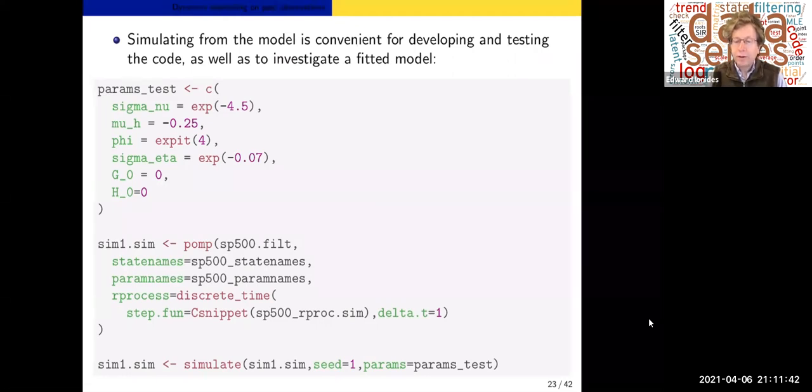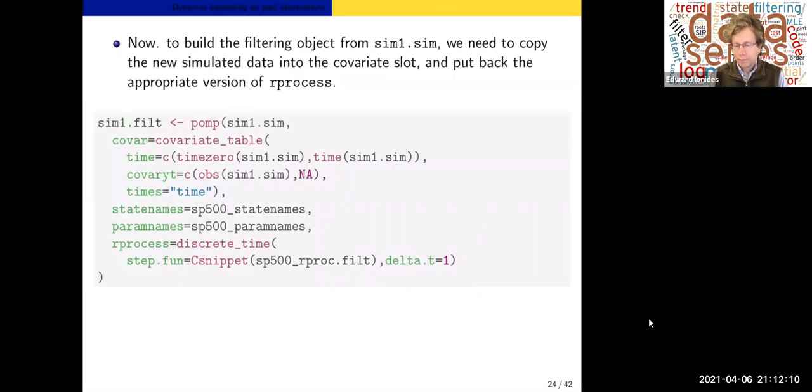to simulate, we need to choose some parameters. Here are some parameters, and then I'm going to simulate from the POMP model with these parameters, and when I want to filter this simulated model, I have to swap back the data that I simulated into a filter POMP, and here's the code to do that.